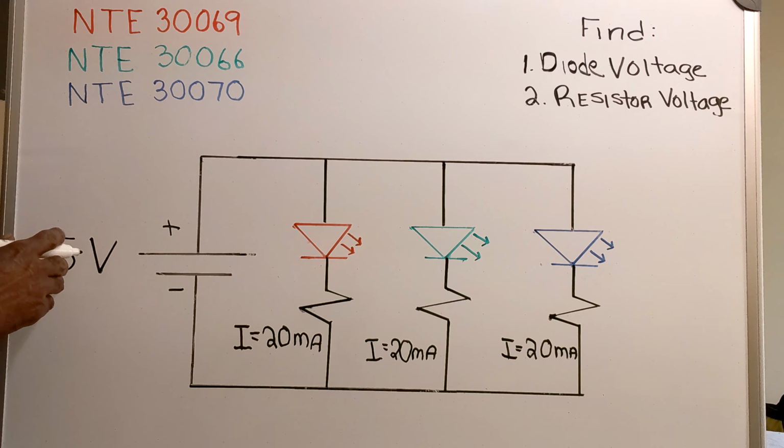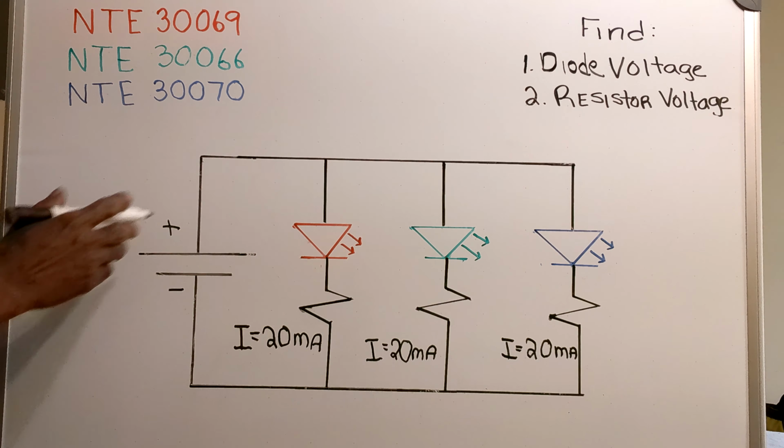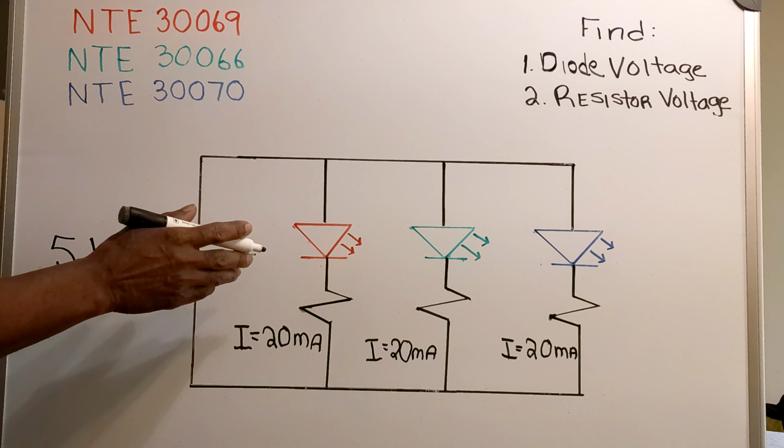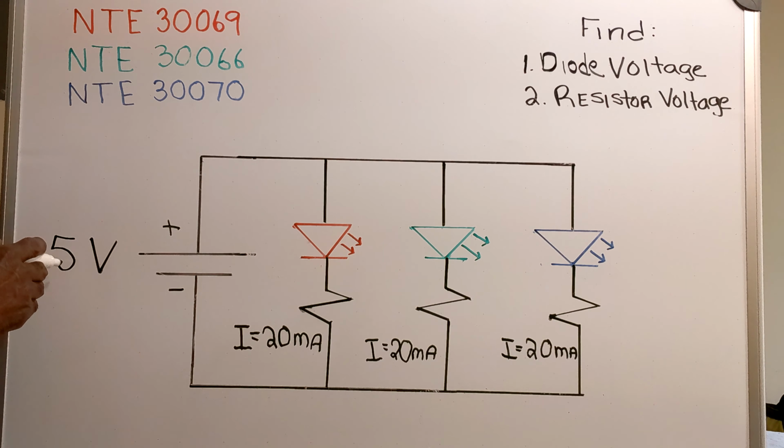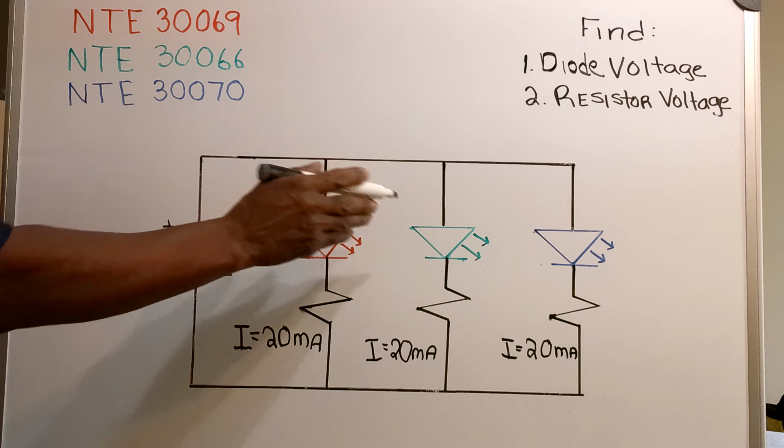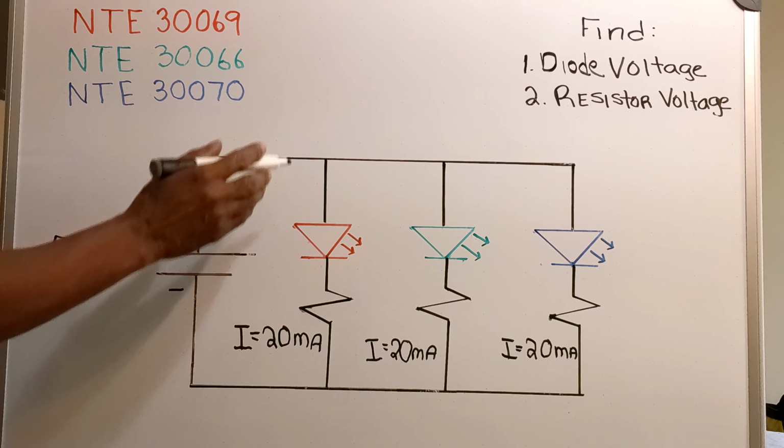Now, in this video, I've got a parallel circuit. The voltage source is 5 volts. I've got a red, green, and blue LED in parallel.